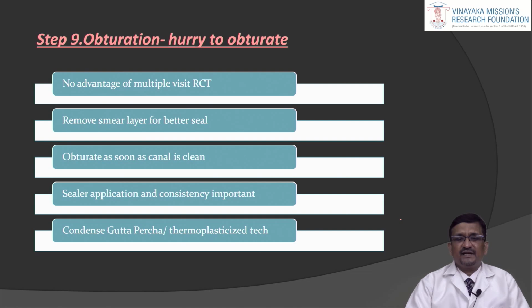And towards the end, step 9, obturation. Hurry to obturate. That's the line I want to tell. There is no advantage of multiple visit RCT over single visit RCT nowadays due to advanced rotary instruments. So removal of smear layer is definitely recommended, and obturate as soon as the canal is clean. And the sealer application and consistency is very important. Don't underestimate your sealer consistency. And gutta-percha, whatever your method, thermoplasticized, or System B, whichever system you use.